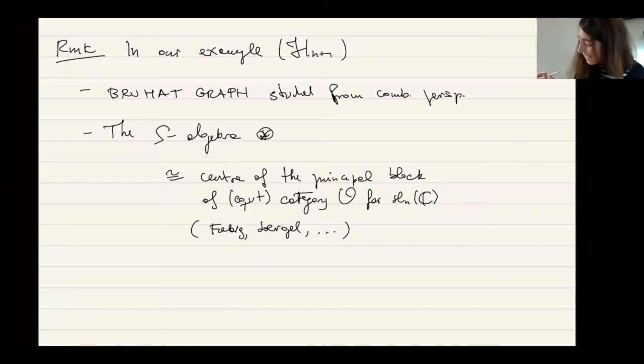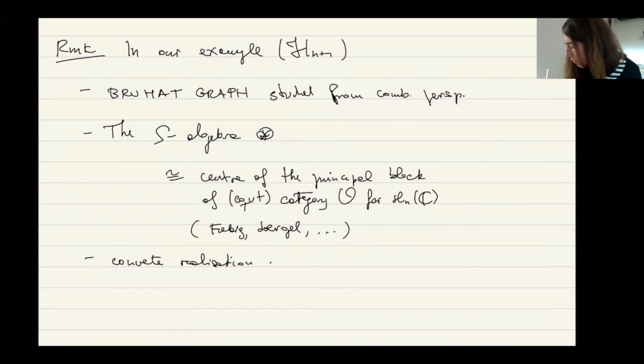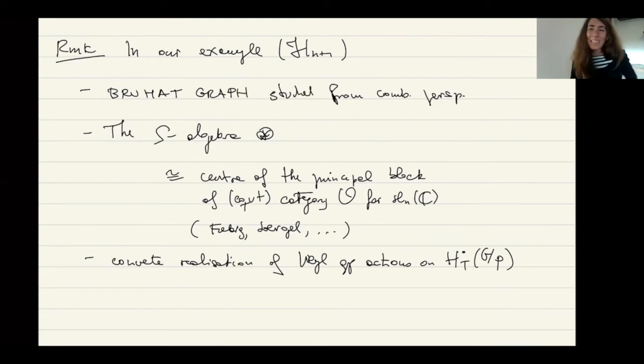Then another nice thing one can do is to give a concrete realization of Weyl group actions on cohomology groups. Let me say it this way, H of G mod P, so in this case it would be SLN mod B. But in general, you can take whatever algebraic group, let's say reductive, and quotient by some parabolic subgroup. And by looking at the underlying combinatorics of this graph, you can describe explicitly these actions. So that's a work of Julianna Tymoczko.